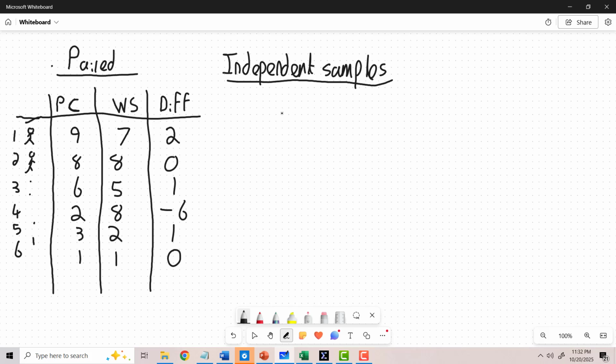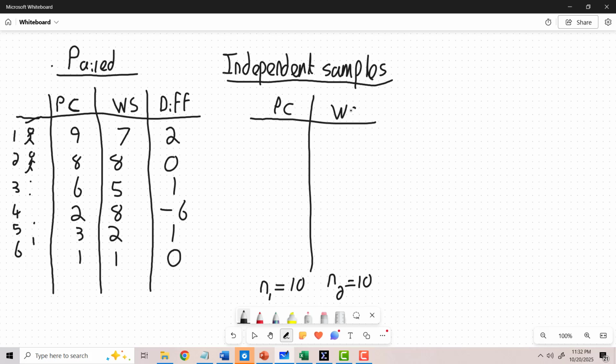Independent samples would be a little bit different in that we would actually have separate samples of people. So maybe we would have a sample of, let's just make this, n1 equals 10, and we've already covered this, n2 equals 10. And so we'd sample 10 people to have prawn cocktail crisps, etc. And 10 people to have Worcester sauce.